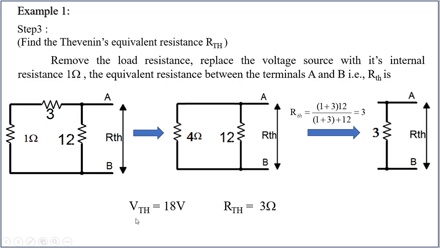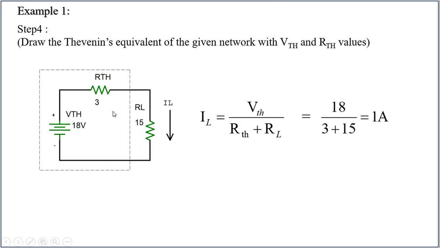So VTH from the previous step, we got as 18 volts. Now RTH from the present step 3, we got as 3 ohms. Now you draw the Thevenin's equivalent network. The Thevenin's equivalent network will have VTH and RTH in series with each other, and not only with them, but with the load resistor also. So 18 V for VTH, 3 ohms for RTH, they are in series with the 15 ohm resistor. This is the equivalent circuit. This is what is called Thevenizing the given network.